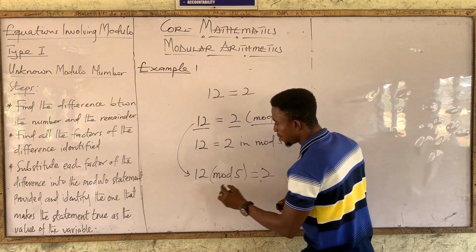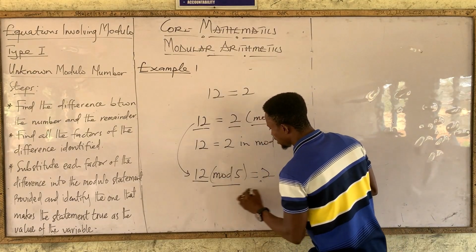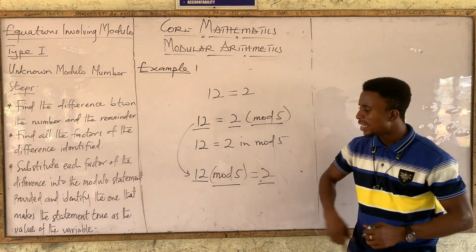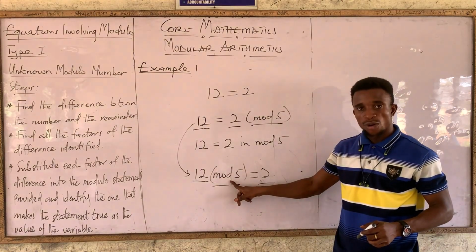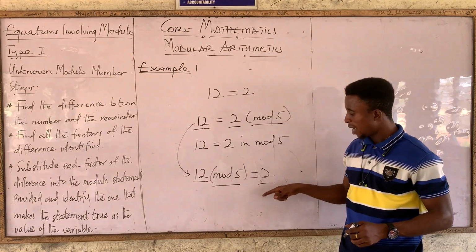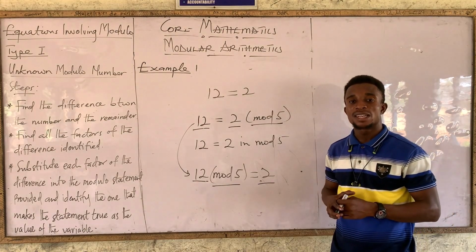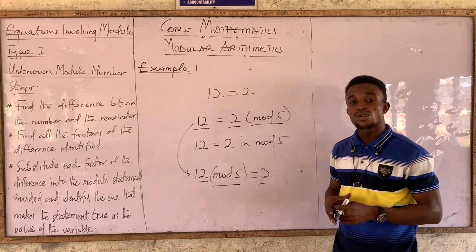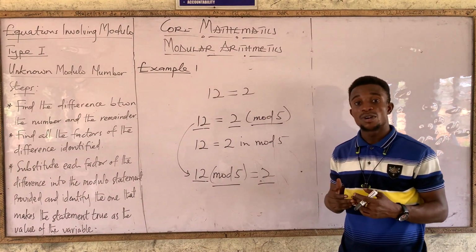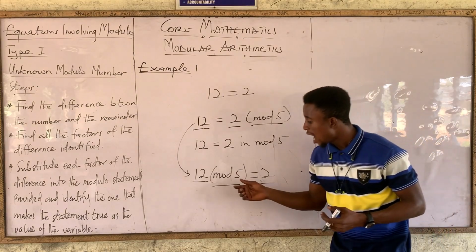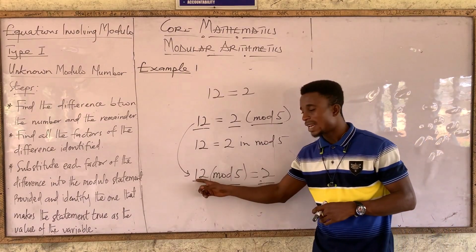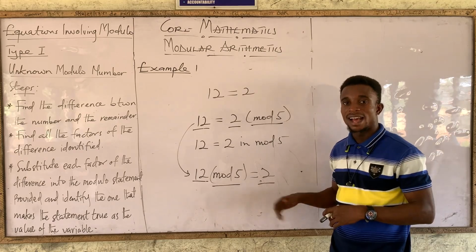So we are having how many parts? This part, and also this part. We have the number, the modulo number, and the remainder. The two folds we are going to be speaking about here: we are going to be finding the modulo number when the number and the remainder are given.